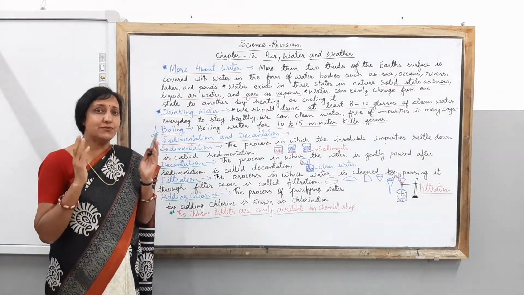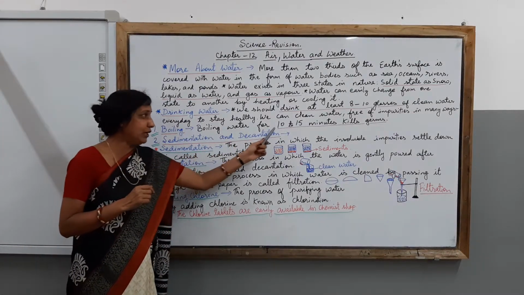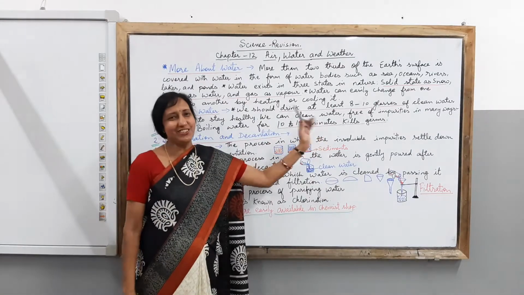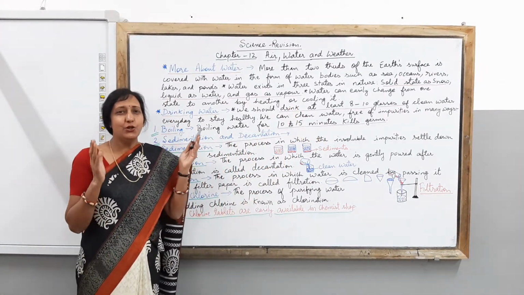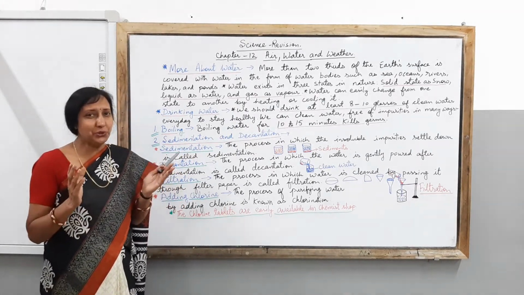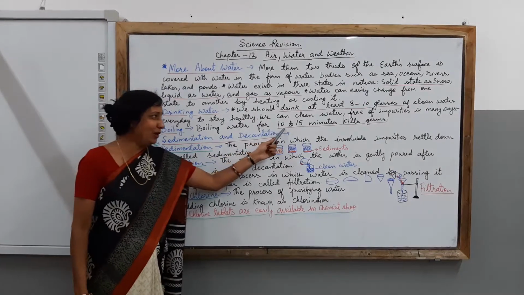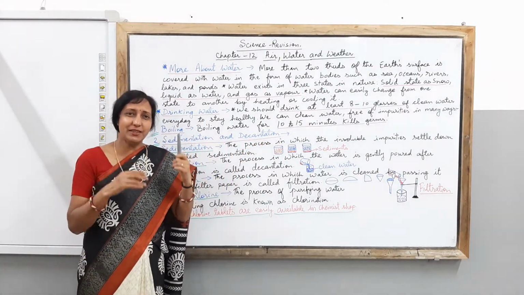Children, this method is very simple, and what you need to do is boil water for 10 to 15 minutes to kill the germs. This is the easiest and simplest method to clean water and get it free of germs. You just need to boil water for 10 to 15 minutes, and then you can kill the germs.